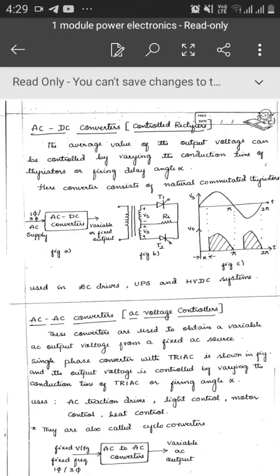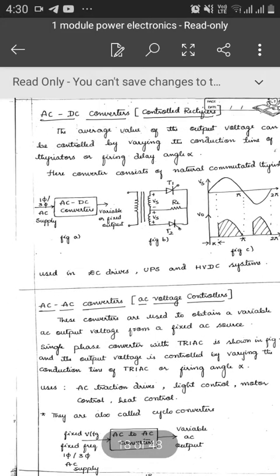AC to DC converters are controlled rectifiers. The function of the controlled rectifier is to control the amount of electric energy to be delivered to the load.